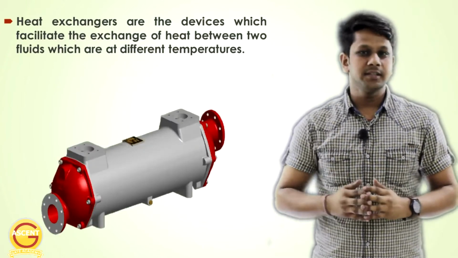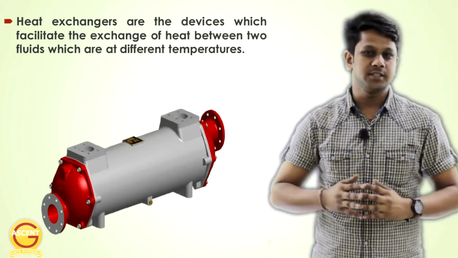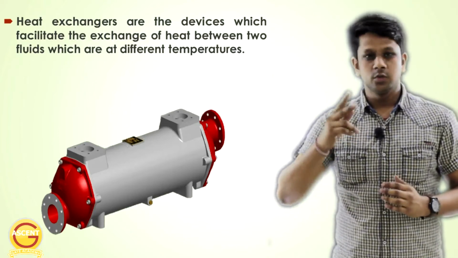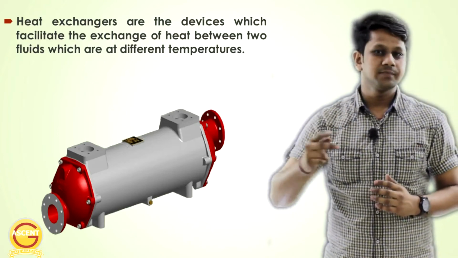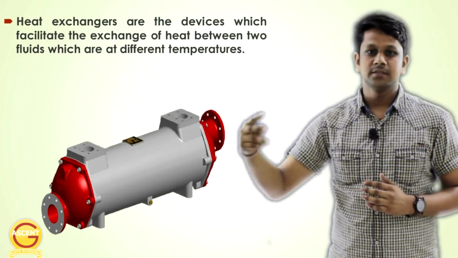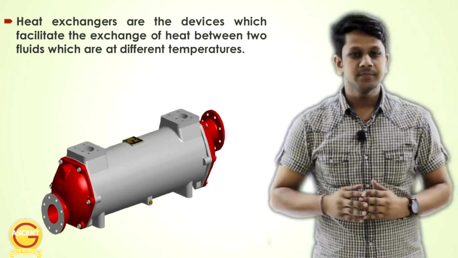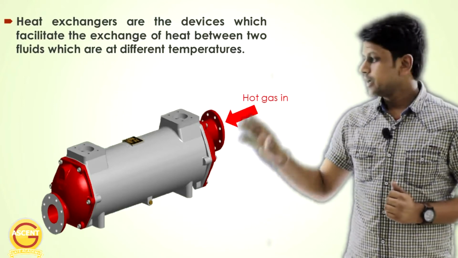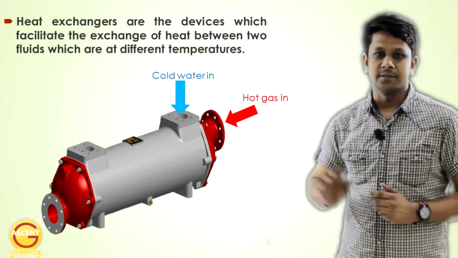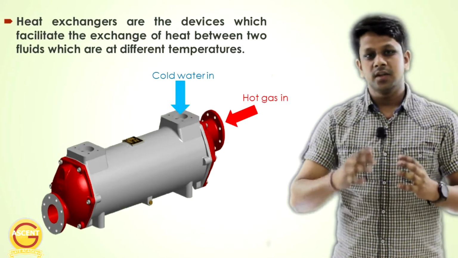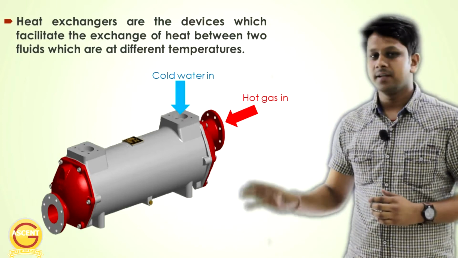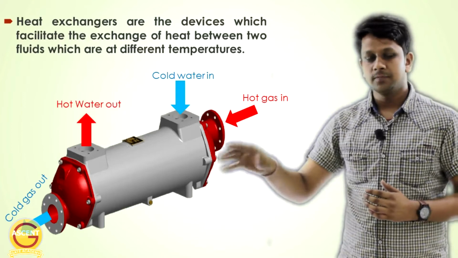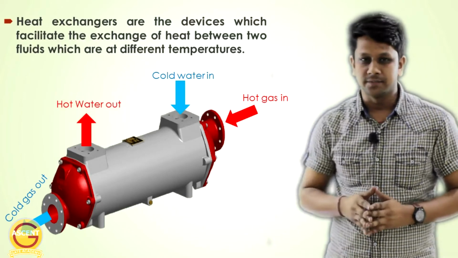So if you try to understand the working principle of this heat exchanger in layman's language, see, it has four openings. Through two openings, two different fluids will enter and they will exit through the other two openings. So let's say from this opening, hot gases enter, and through this opening, cold water is entering. So there will be heat transfer between this hot gas and this cold water, and when they exit, this hot gas will be cooled and this cold water will get heated.